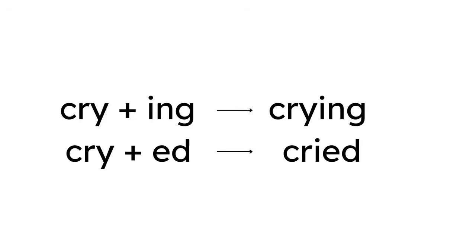The Y to I rule is a little bit different. It tells us that if the base ends with a consonant plus Y, we're going to change the Y to an I before adding any suffix except one that begins with an I. So for example, if we're changing cry to crying, we're going to keep that Y the same. But if we change cry to cried, we're going to change the Y to an I before adding the ED.